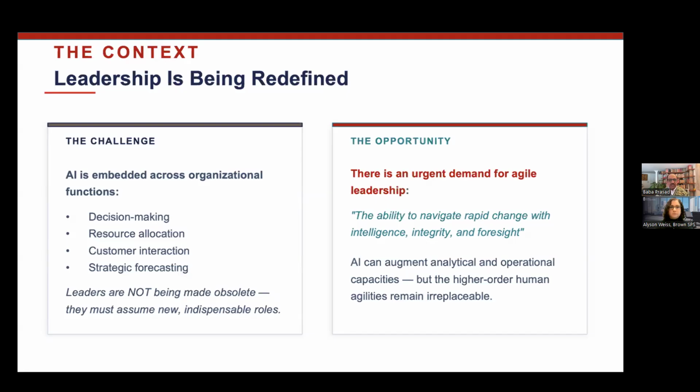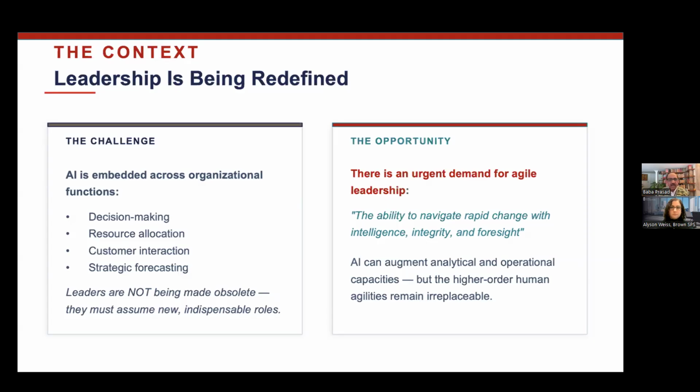So, there is an urgent demand for agile leadership. And at the same time, there's a demand to recognize the difference between AI as a technology and previous technologies that we brought in over the centuries. So we'll learn these two things through the course. Now, this very quick slide is telling us that AI can actually help in decision making, resource allocation, customer interactions, strategic forecasting. So everything is possible to be done with AI.